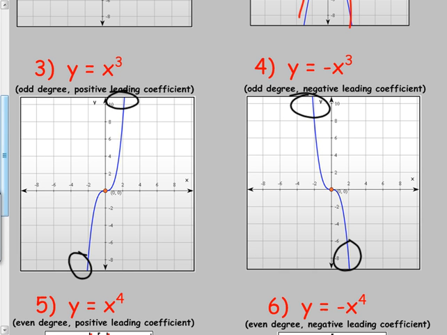How do you know which way to go then? Well, that lead thing, this number in front, if it's negative, that tells you the right-hand side is down. That only tells you the right-hand side. So once I know that's down, then if I know it's odd, I know they're going in opposite directions.